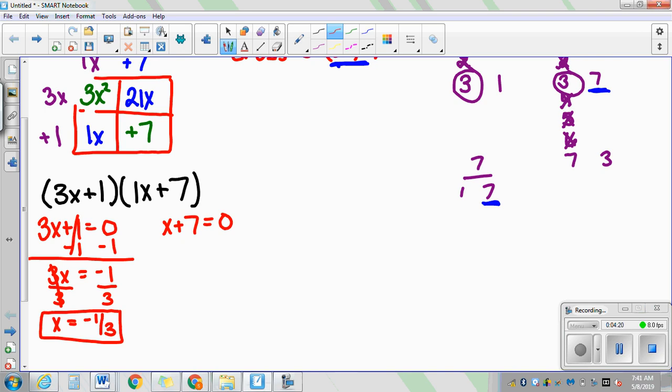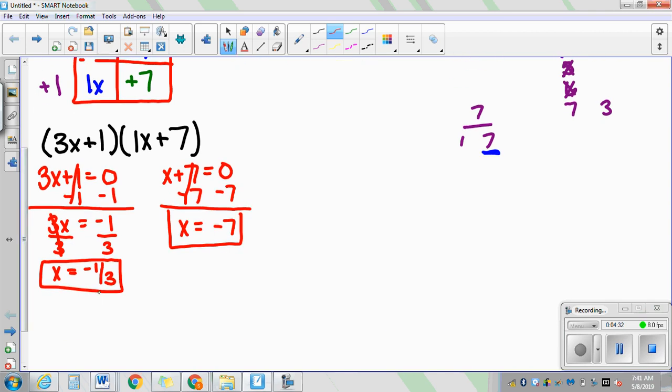And then on this side, still start with adding or subtracting anything that you can. And in this case, my x is already by itself, so the answer here would be negative 7. So my answers to this are negative 1/3 and negative 7. Sometimes you will see that written like this. And again, order doesn't matter. If you saw the negative 7 first, that would be perfectly fine.